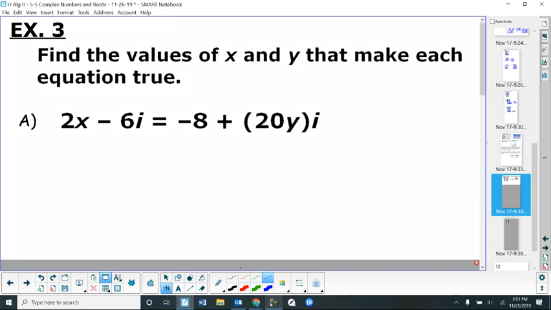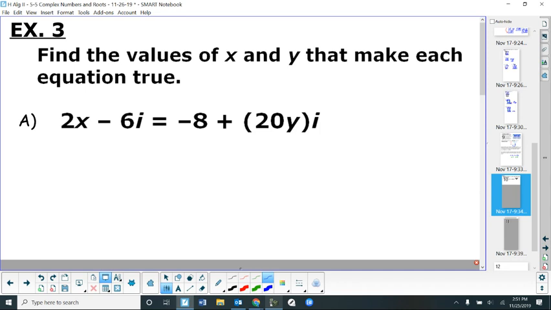And they're really designed just to make you think about which piece is the real piece and which piece is the imaginary piece. Okay, so the real parts have to be equal and the imaginary parts have to be equal. So as I look at the left side, I have 2x minus 6i, and the right side I have negative 8 plus 20yi.